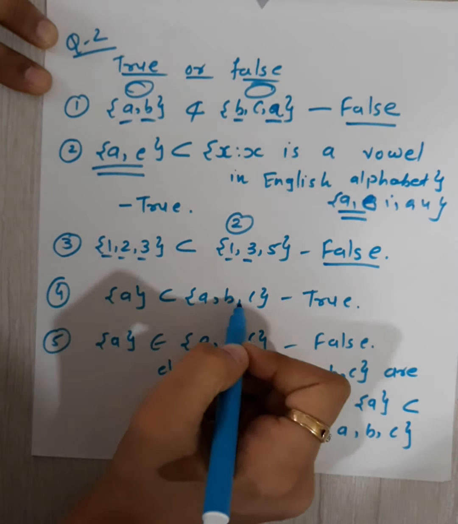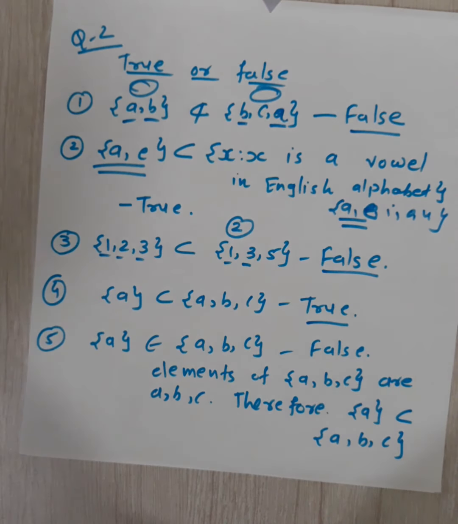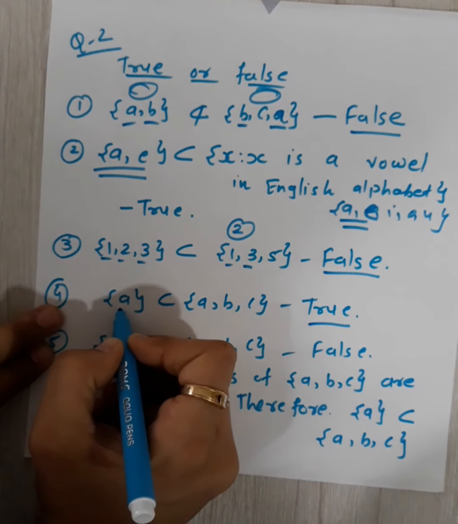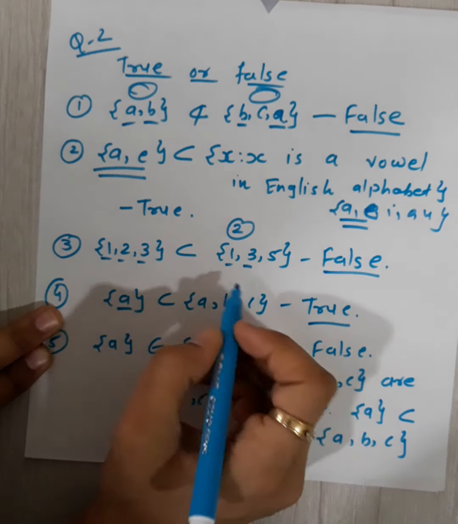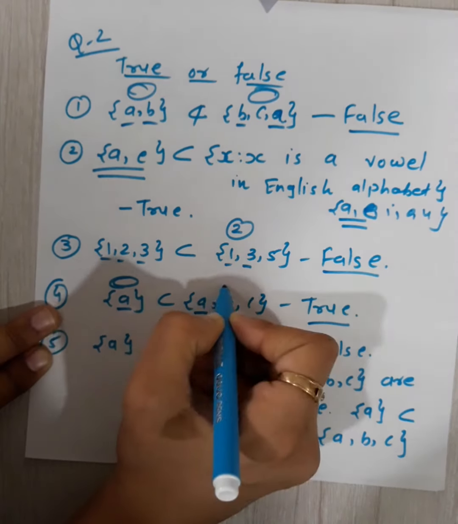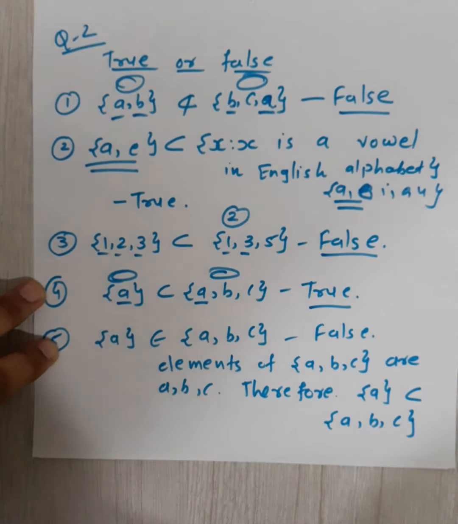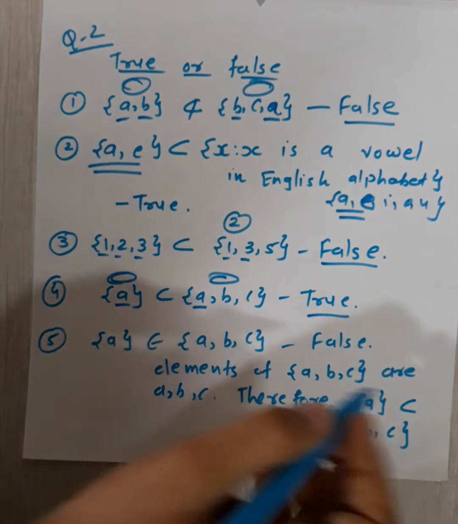A is a subset of ABC. Yes, it is true. Why is it true? Because it has only one element, which is A, and here also we have A. So all the elements of your first set are present in your second set. Now, A belongs to ABC. False.